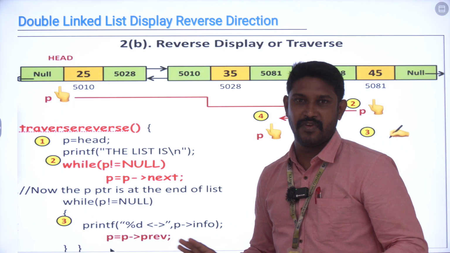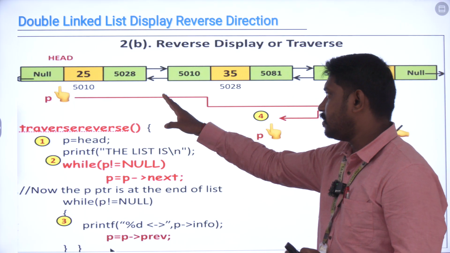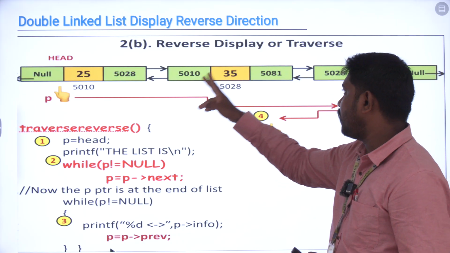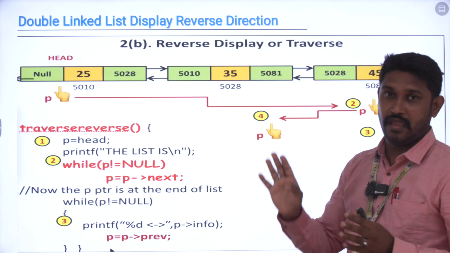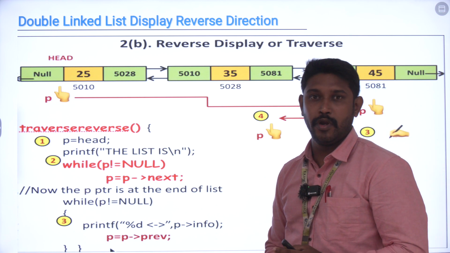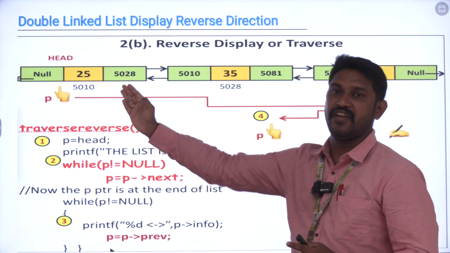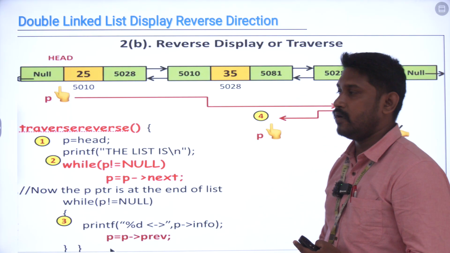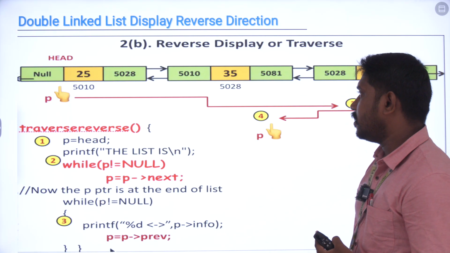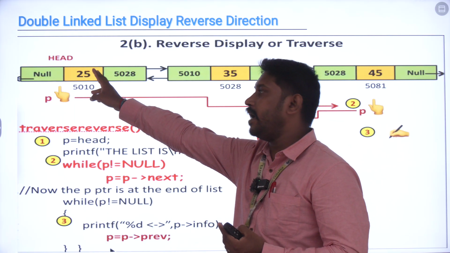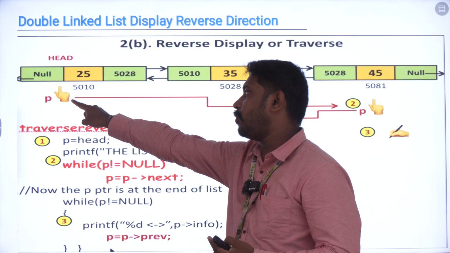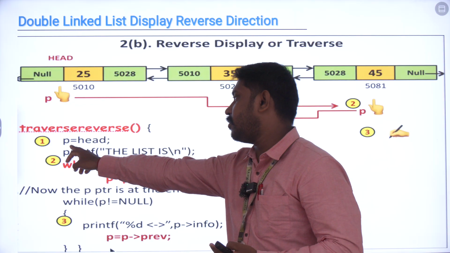The same concept that we are going to use. Let us consider three nodes: node 25, node 35, node 45. Here I am going to print the values in the reverse direction, so 45, 35, 25 should be printed. So how is it going to work? Let us consider the first node will be head, and head will be assigned to the pointer P.